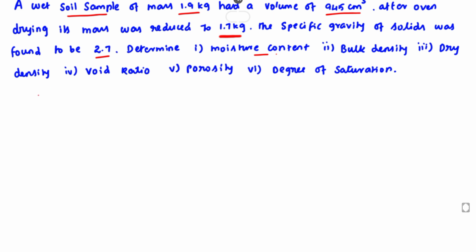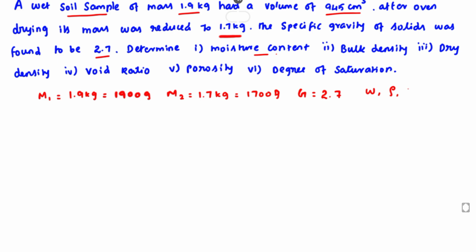Okay, so now the given data. m1 is the mass of the wet sample, 1.9 kg, that is equal to 1900 grams. Next, m2, the mass of dry soil, is 1.7 kg, that is equal to 1700 grams. Next, specific gravity G equal to 2.7. Now we have to find out the moisture content W, bulk density rho, then dry density rho D, then void ratio E, then porosity N and degree of saturation S.